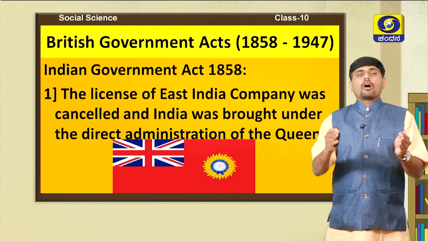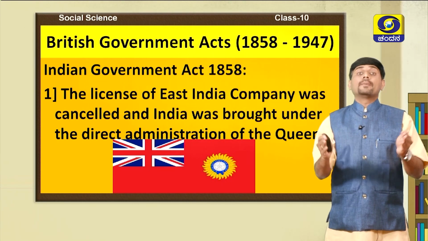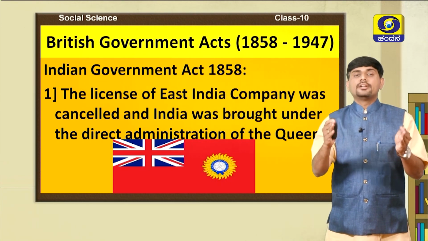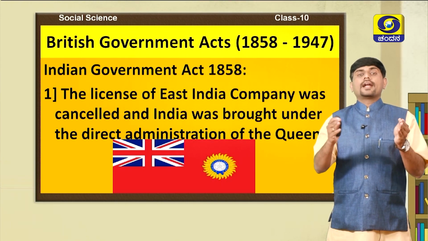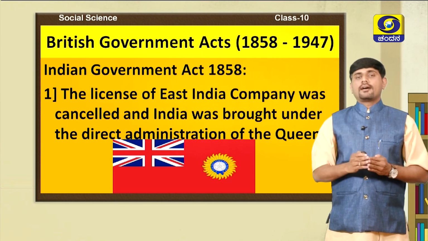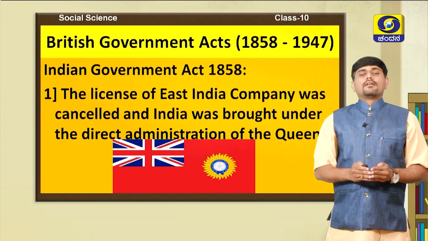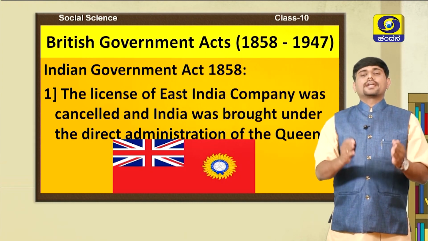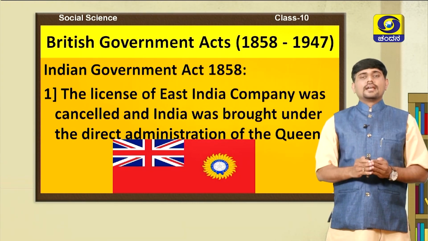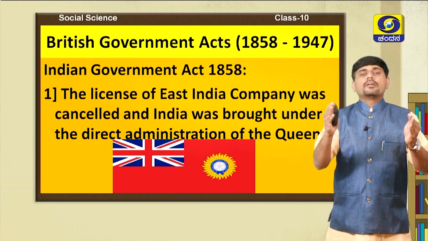The reason to call them the British Government Acts is that the acts were directly implemented by the British government. The acts were directly made by the British Parliament and brought into force in India. Therefore, we call it the British Government Acts. In that, let us study the first act here, the Government of India Act 1858. Dear students, this act was also called the Queen Victoria Proclamation.